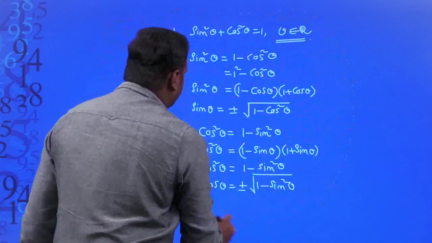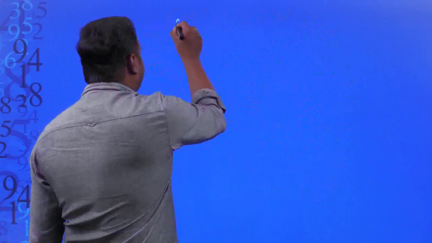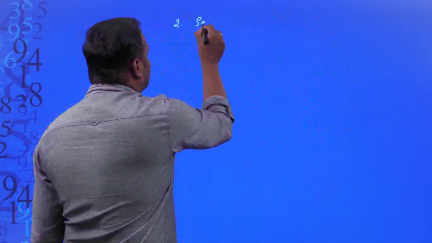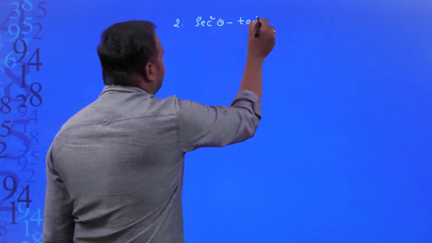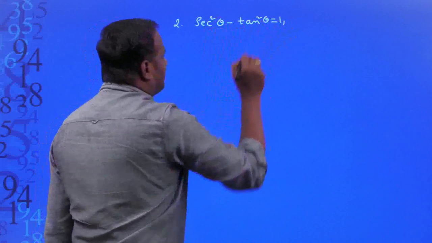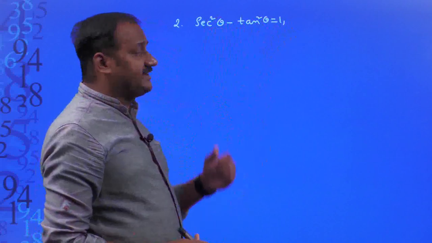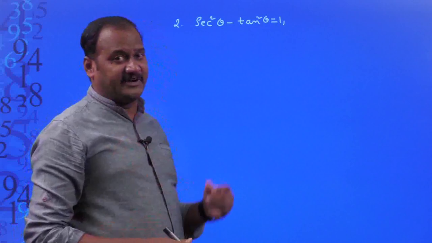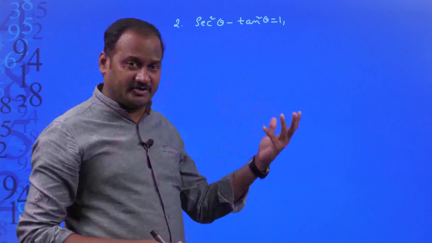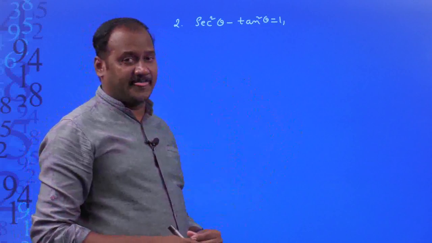Coming to the second trigonometric identity. Have you remembered what the second trigonometric identity is that we discussed in the earlier class? That second trigonometric identity is secant square theta minus tan square theta is equal to 1. But here you must be extra careful, because secant as well as tan are undefined at theta equal to 90 degrees. The value of secant 90 is undefined, and tan 90 is also undefined.